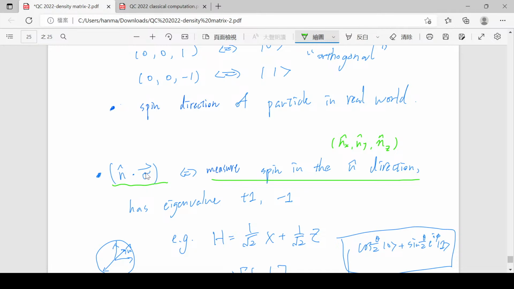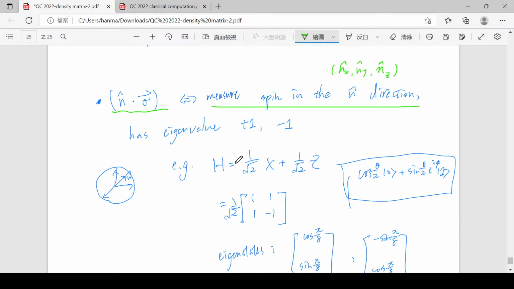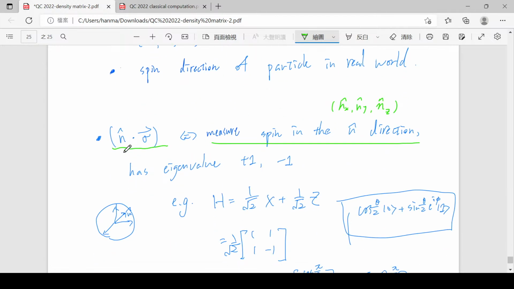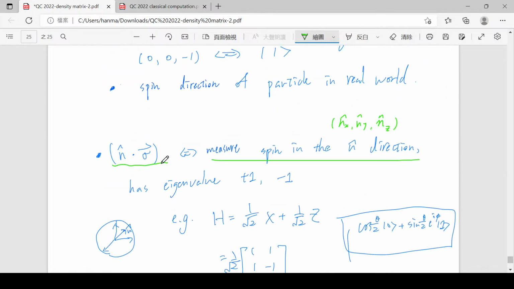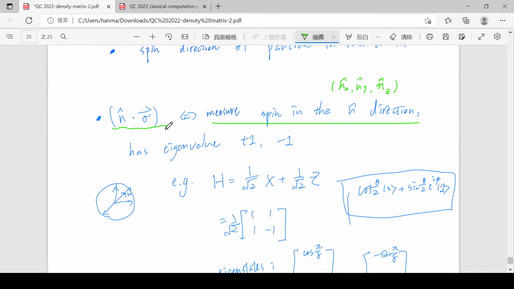Sorry, measure this n hat dot sigma matrix or operator. This is a linear combination of Pauli matrices. So for example, if your n hat is 0, 0, 1, then you are measuring sigma z. Okay, as we said. And this is a linear combination of Paulis, and I believe in your homework you will prove that this thing is a lot like the Paulis, that it has eigenvalues +1 and -1.